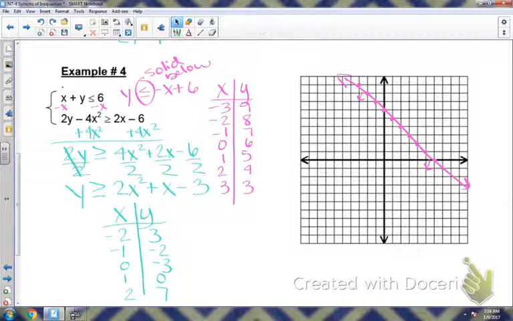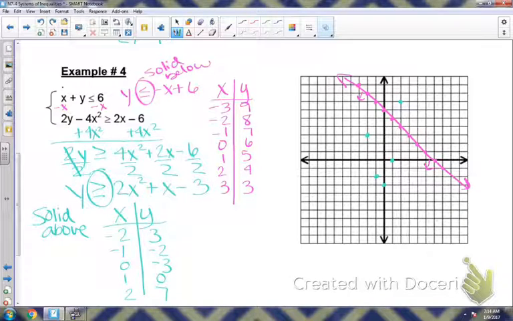Okay. The second one, we have negative 2, 3, negative 1, negative 2, 0, negative 3, 1, 0, and 2, 7. Look back at your inequality. It's solid. Everything greater would be above. So just pick any point and go above it.